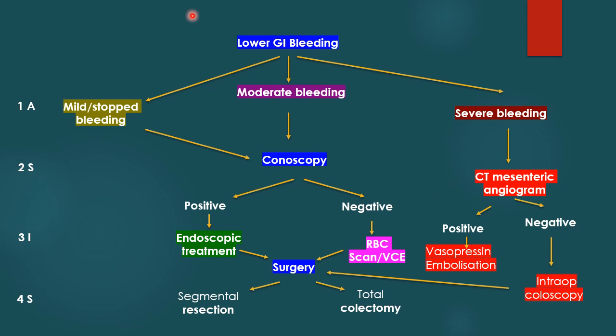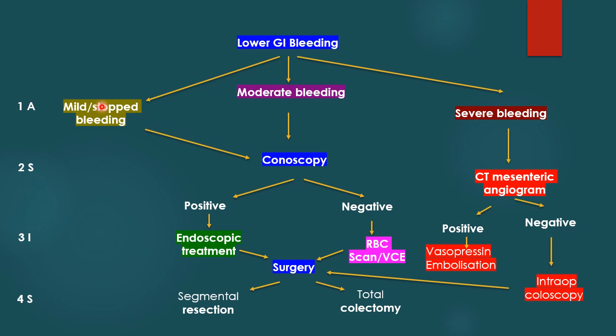This is a summary flowchart to show how to manage a patient with lower GI bleed, especially acute bleeding. Once the patient has been assessed and initial treatment given, you classify it into 3 categories. That is stage 1, assessment: mild bleeding, moderate bleeding, or severe bleeding.